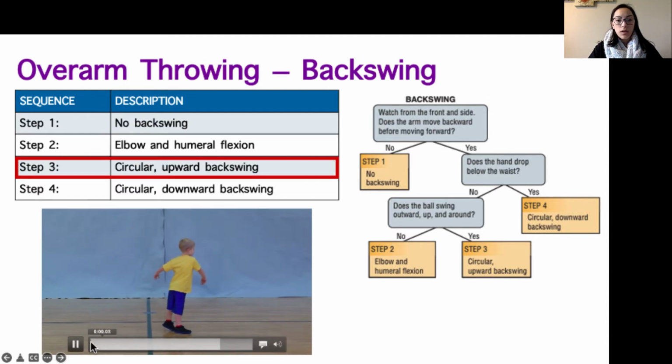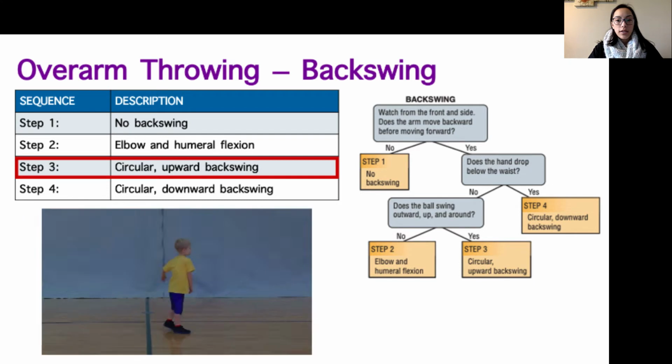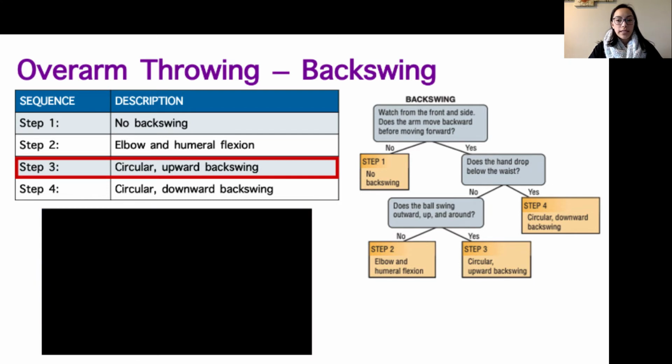Okay, so what we would notice is that the ball moves away from the intended line of flight to a position behind the head via a circular overhead movement with the elbow extended, or an oblique swing back, or a vertical lift from the hip.